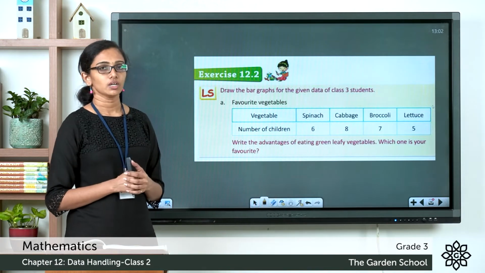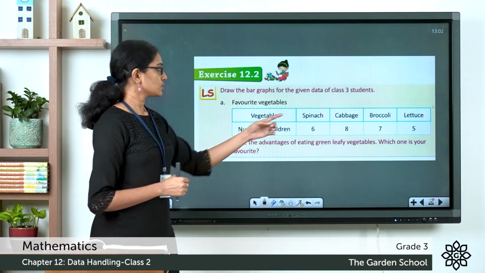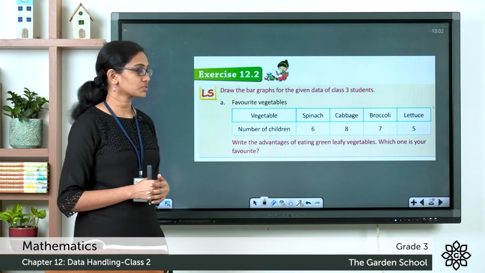How do we do that? So let's have a look at the data first. So the vegetable spinach is liked by 6 children.